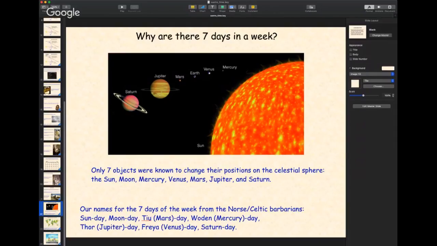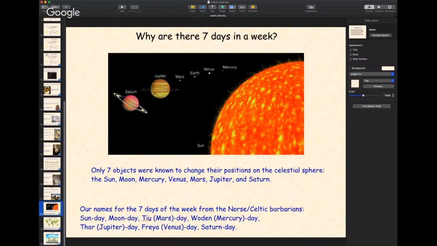And so our names for the 7 days of the week come from the North Celtics, where we have Sunday, that should be obvious, Moon Day, Monday, obvious, Tuesday, Mars, Tew in Celtic. Then we have Woden Day, Wednesday, Mercury. Thor Day, Thursday, Jupiter. And then the only female in the group, Freya Day, Friday, Venus. And then Saturn Day, Saturday, and that one's a little more obvious.